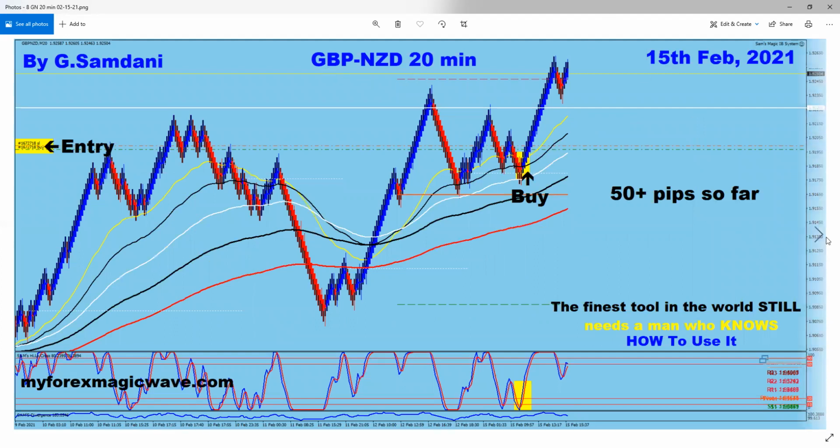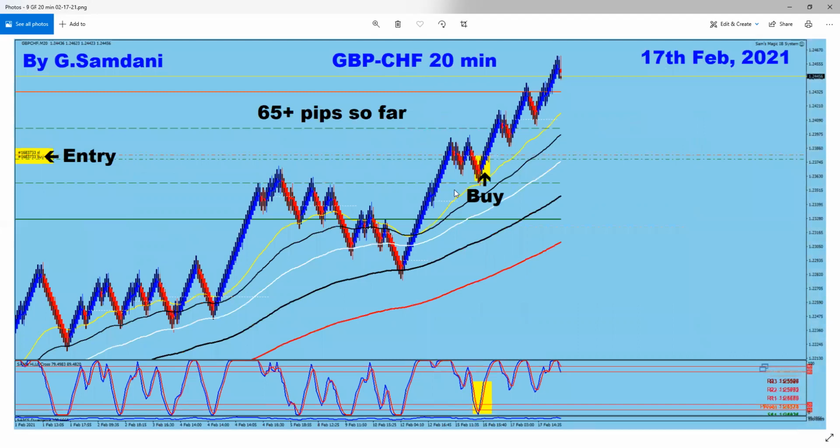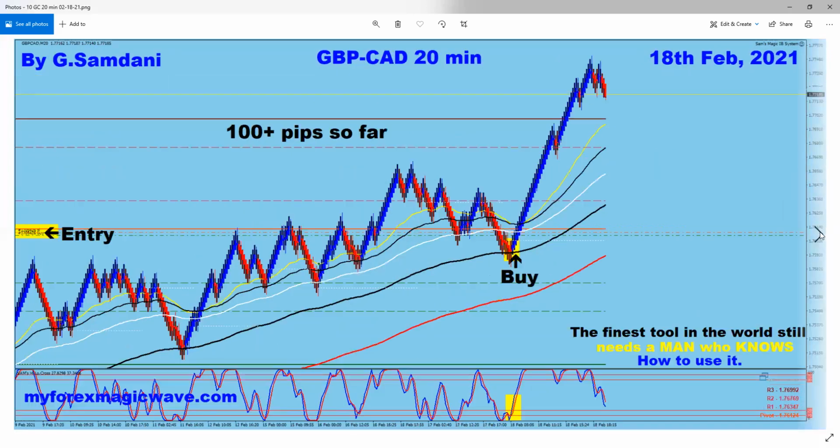Pound Nzd up 50 pip, not much, because there was a weekly tail coming right there. So I got scared. I said, this pair is not gonna move, so I closed. Pound Swiss went up, and then I closed it, but it went up even more. So that happens. 65 pip, yeah, on the 17th, and then again on the 18th, Pound CAD went up.